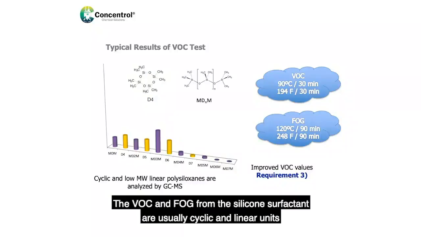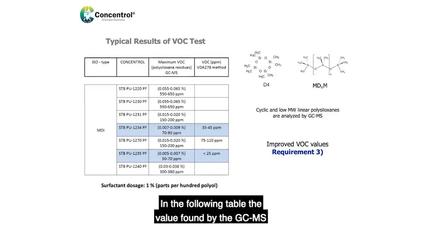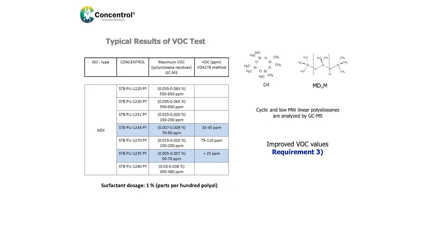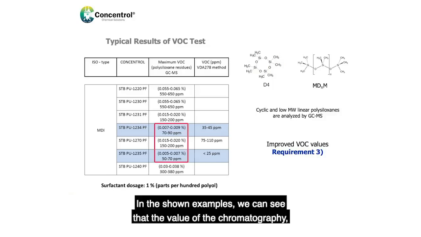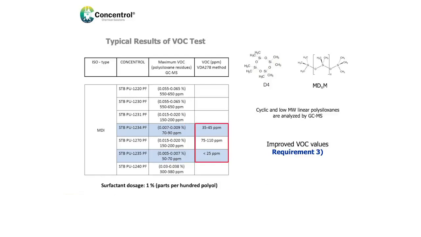The VOCs and fog from the silicone surfactant are usually cyclic and linear units of low molecular weight polysiloxanes, which we can analyze by GCMS chromatography. In the following table, the value found by the GCMS chromatography technique can be compared with the value determined by the VDA 278. In the shown examples, we can see that the value of the chromatography, that is, the maximum VOCs quantity, is always greater than the actual value found with the VDA 278.